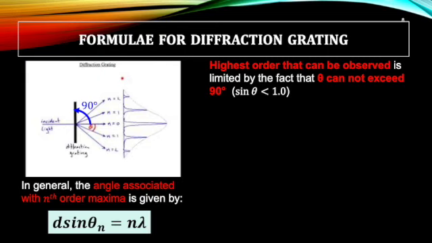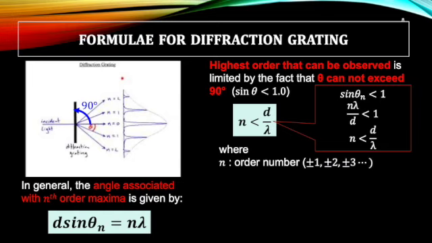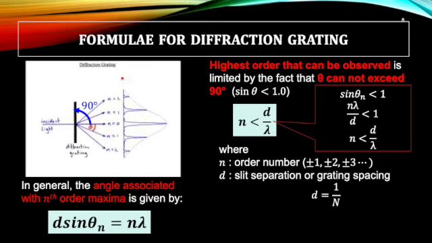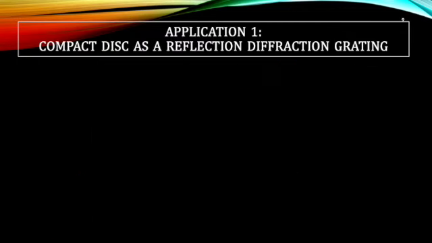When sin theta is less than 1 and lambda over d is less than 1, then n is less than d over lambda, where n is the order number, d is the slit separation or grating spacing, which is d equal to 1 over N. Lambda is the wavelength of the incident light. Theta is the angle associated with the n-th order maxima.